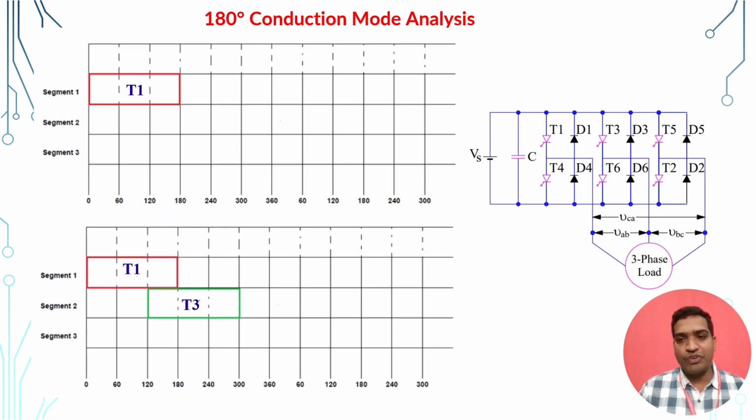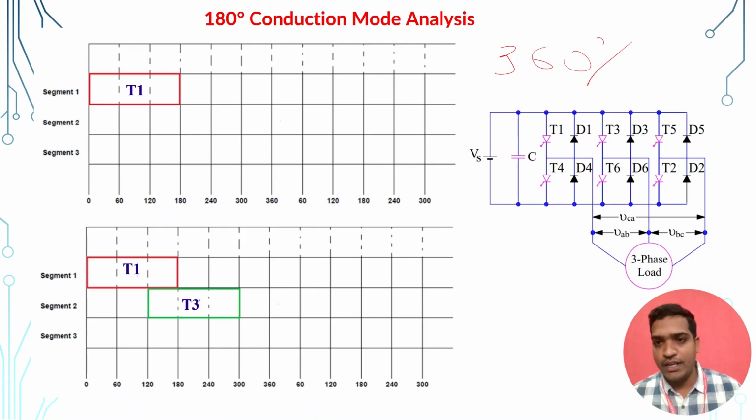Now I am talking only about the positive group thyristors. Next I am talking about the thyristor T3. One point you need to observe: we have three switches in the positive group as well as three switches in the negative group. The total electrical angle is 360 degrees. 360 degrees divided by 3 gives 120 degrees.